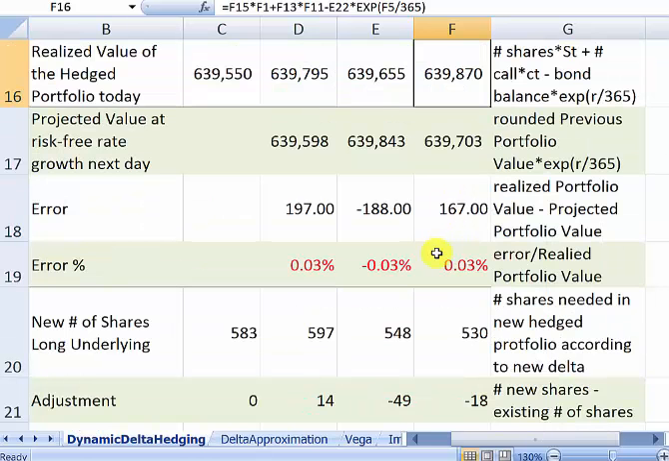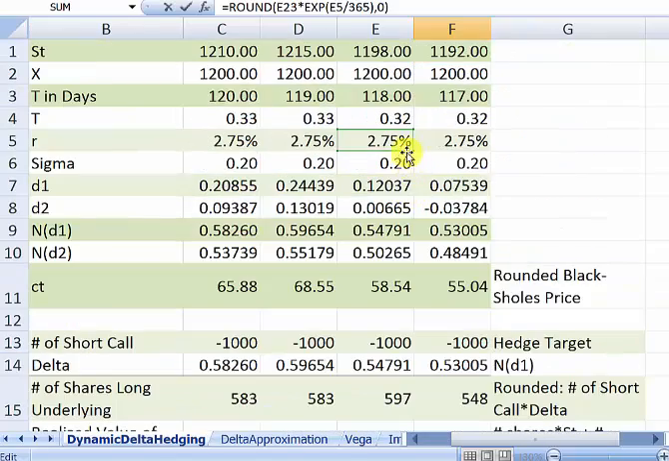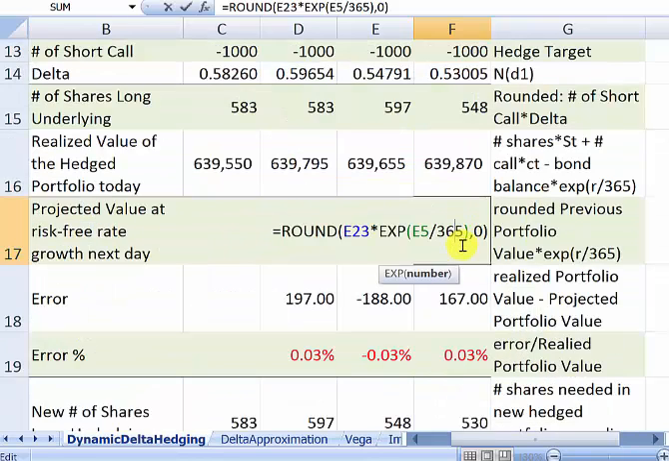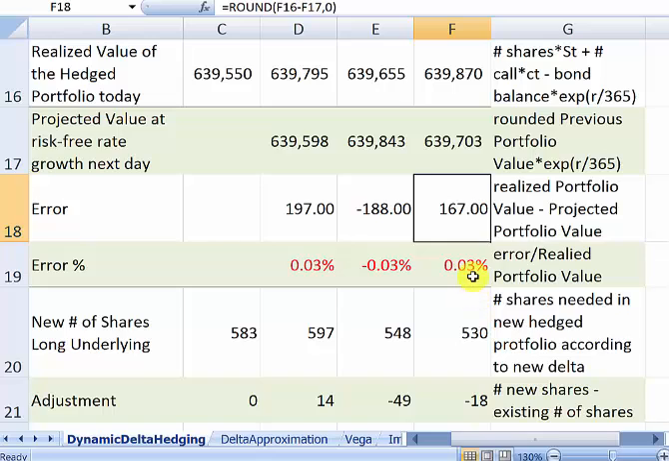If this balance yesterday grows at 3%, which is the projected value. 3% is the 2% and 75 basis points, right? That grows by 1 day. We have 639, about 700. What we actually have is 609,870. Again, the difference is $167. Still 3 basis points actually kind of higher than the projected value.